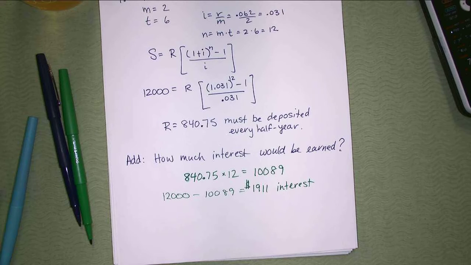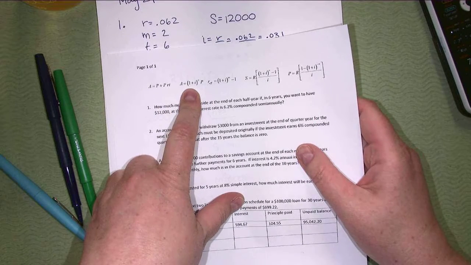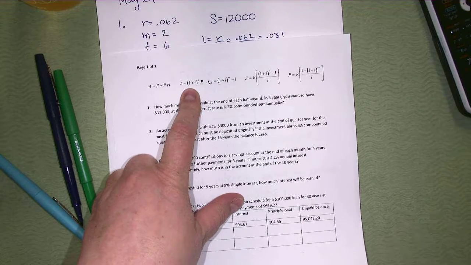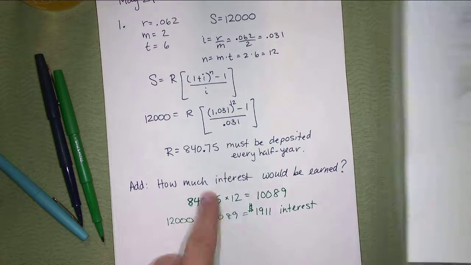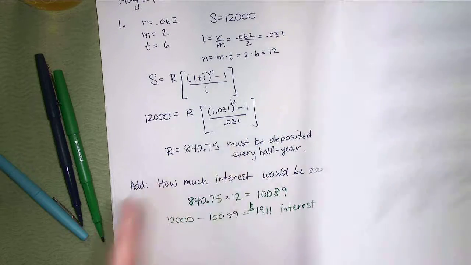Okay, so that's number one. So be careful there that you don't use the compound interest formula. That's a lump sum, one-time payment, not multiple payments. So this happened every half year, so more than once. Okay, so that's that formula.